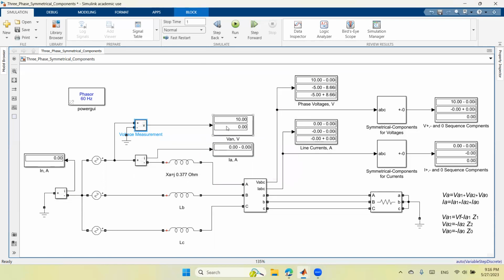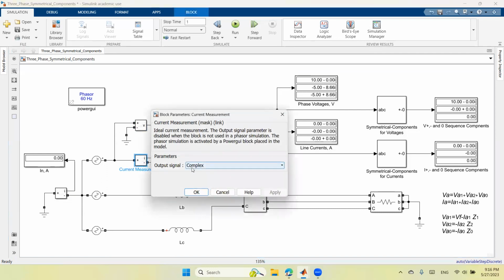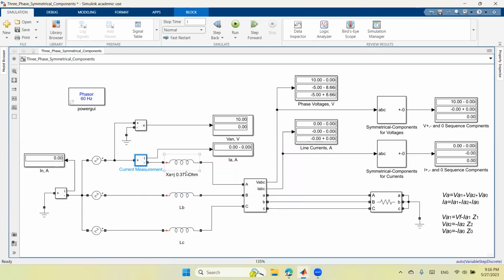So I will have, this is normal display, but you expand it in order to see the two numbers. This number will be the magnitude, this number will be the angle. For this current measurement device, I selected complex format. In complex format it will show you the real part and the imaginary part, so it will show you the complex value in rectangular form. So it will be current or voltage, whatever. Here we have current, so it will be in rectangular form. So when you select complex, it will be in rectangular form.